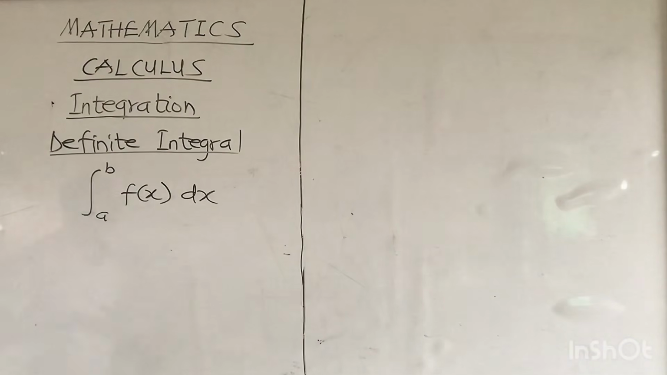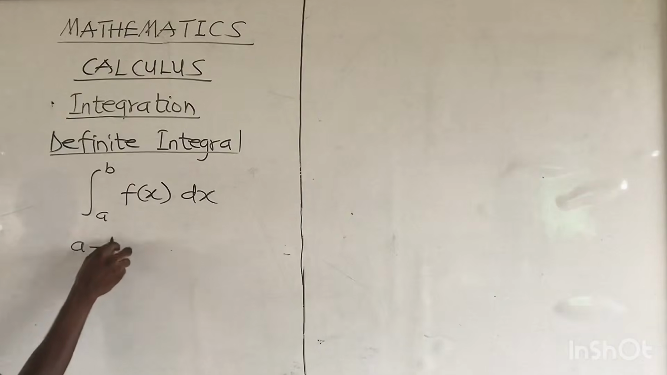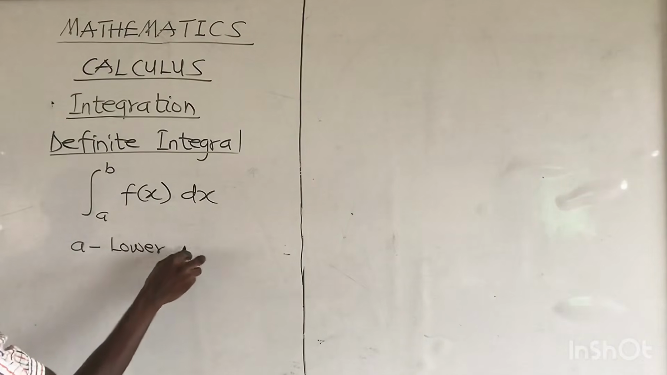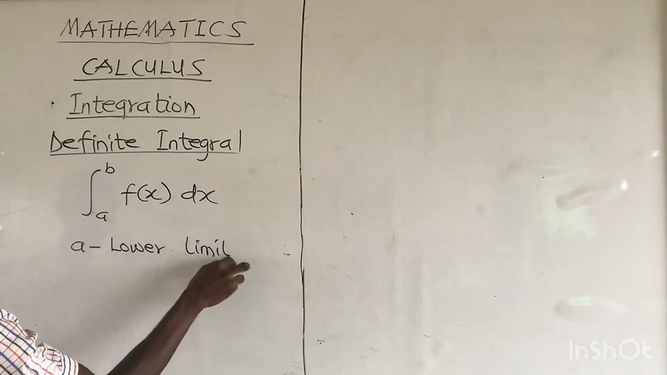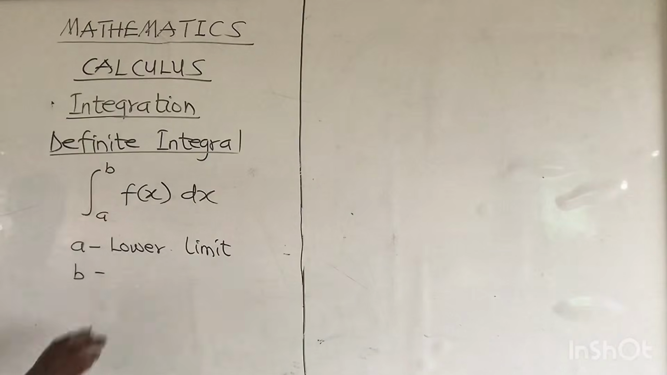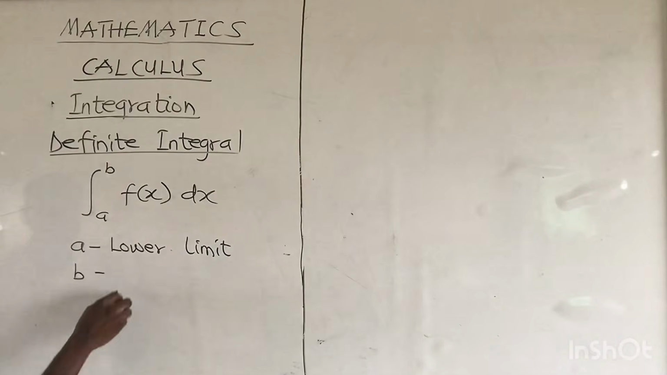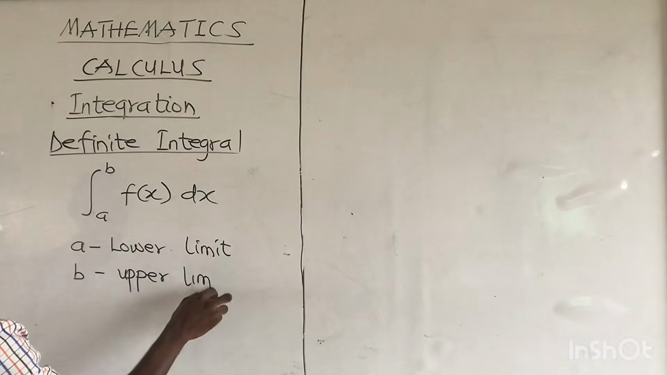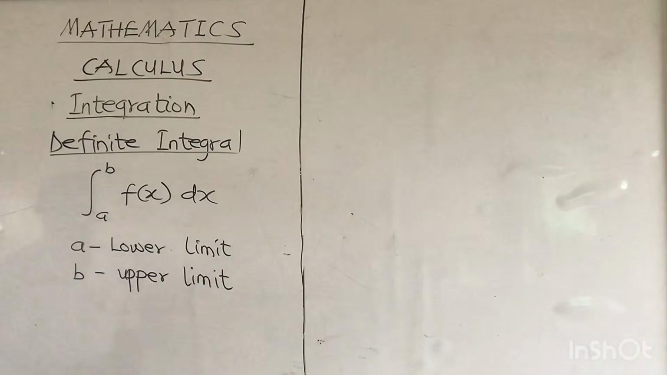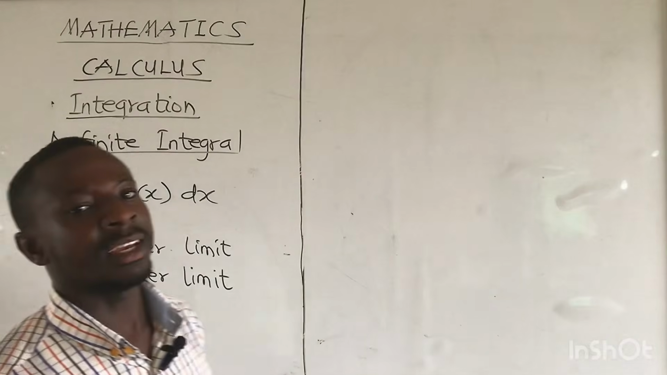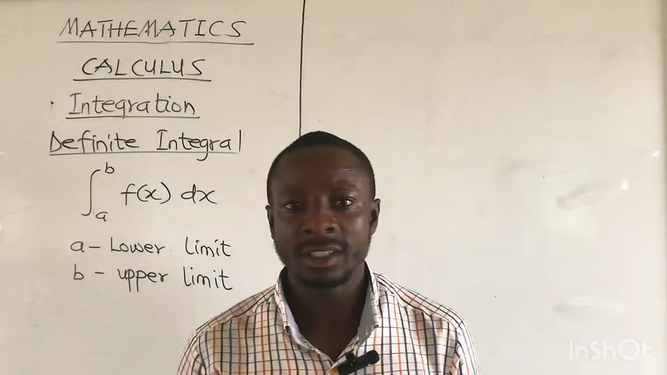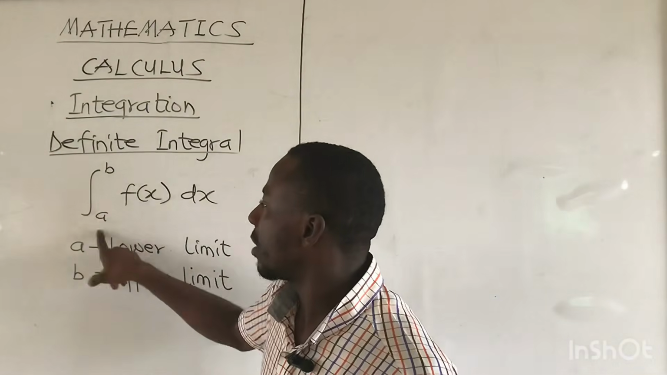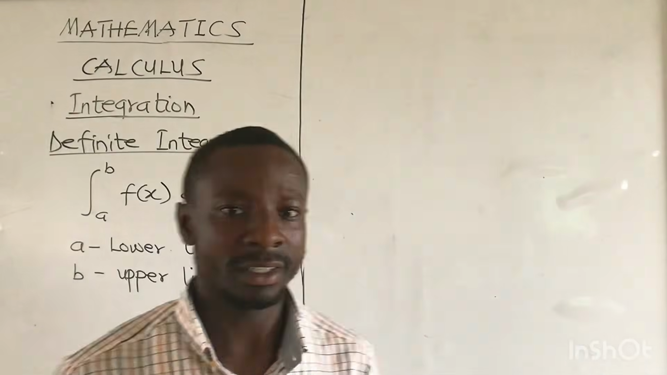where this a, we call it the lower limit. Then the one on top is called the upper limit. So here, this is the definite integral. So from here, limits are given.